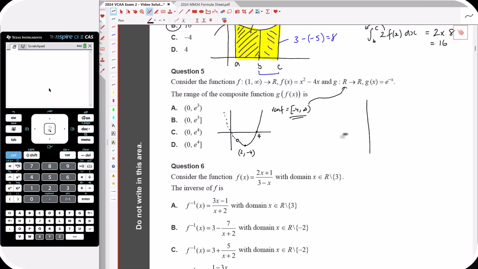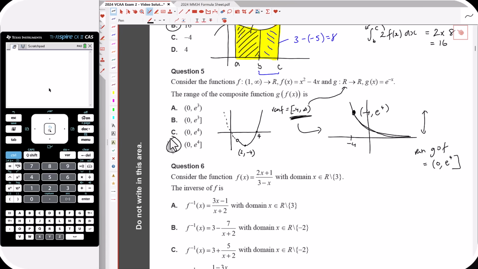So now we can think through, okay, well, g of x is an exponential function reflected in the y-axis, but it's only going to be over this particular domain. So it's only going to go from -4 to infinity. Okay, so we're only going to have this bit of it. And so when x equals -4, y is e to the +4. And so that's now the range of g of f, going to be from 0 to e to the 4, inclusive of e to the 4. So it should be this.